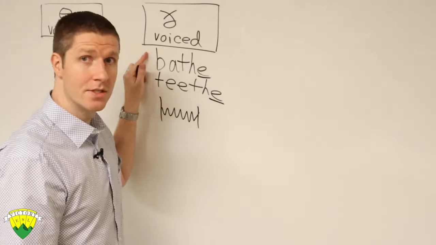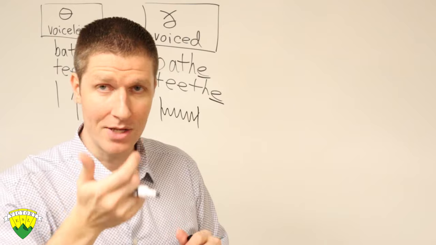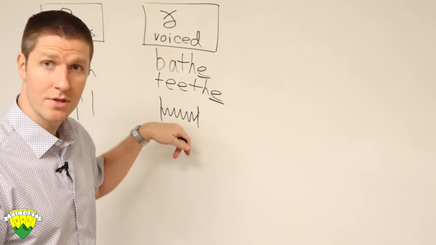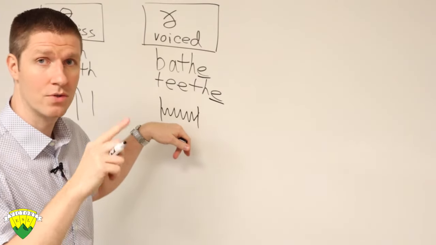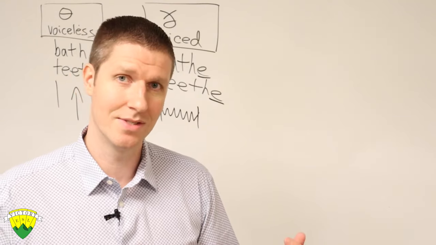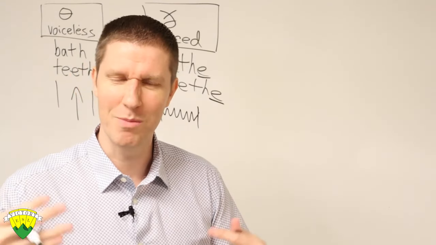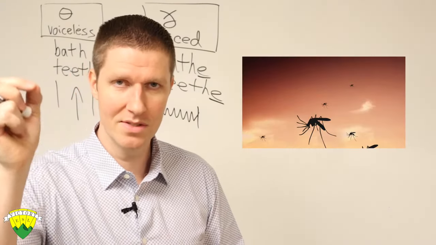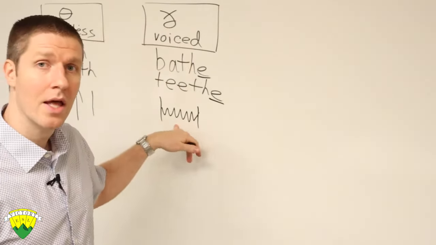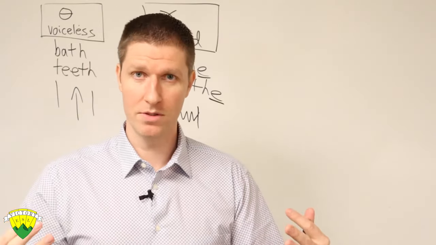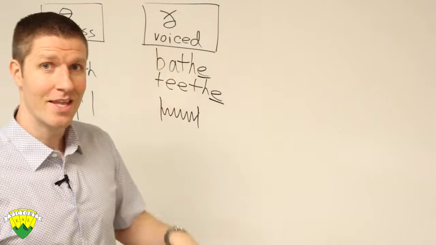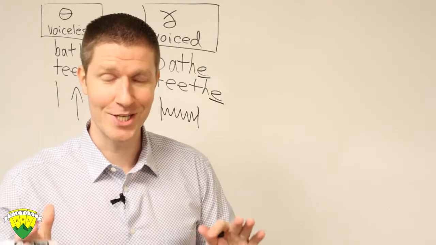And voiced is the air is not just passing through, it's actually vibrating first from your vocal cords and then it goes through. So if I make a Z sound like zzz, like buzz, like a fly or a mosquito, it has that buzzing quality. And all vowels are voiced sounds. Did you know that? Now that might be for another lesson.